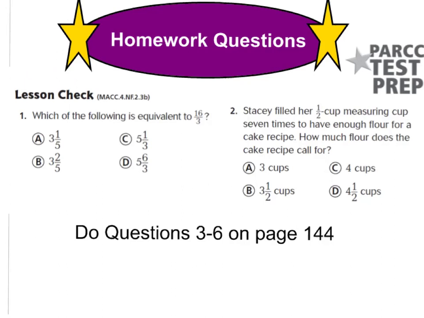All right, so your homework questions are on the back side of your Go Math book now. It'll be on page 144. Number 1 says, which of the following is equivalent to 16/3? Go ahead and find room and create your sum of unit fractions and do your groups so you can show what 16/3 would look like as a mixed number. For number 2, Stacy filled her 1/2 cup measuring cup 7 times to have enough flour for a cake recipe. How much flour does the cake recipe call for?